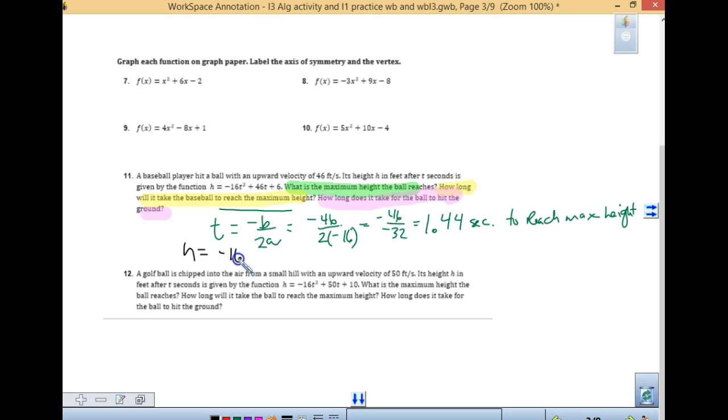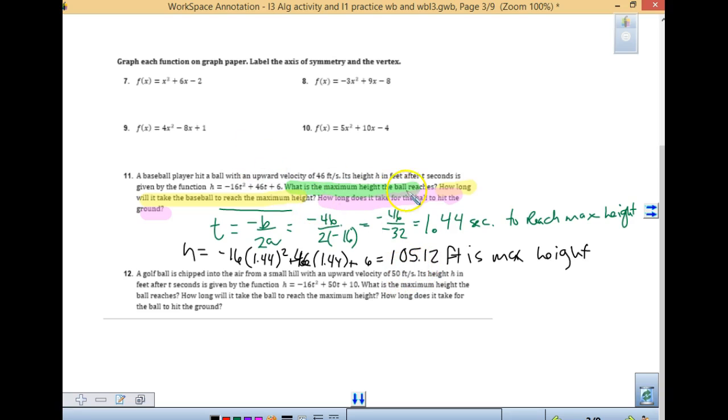Wait, so you got what? Negative 16 times 1.44 squared plus 46. Yep, keep going. Plus 6. And you found that to equal? 105.12 is the maximum height, right? And I would probably be okay here with just 105 feet with your hands, right?